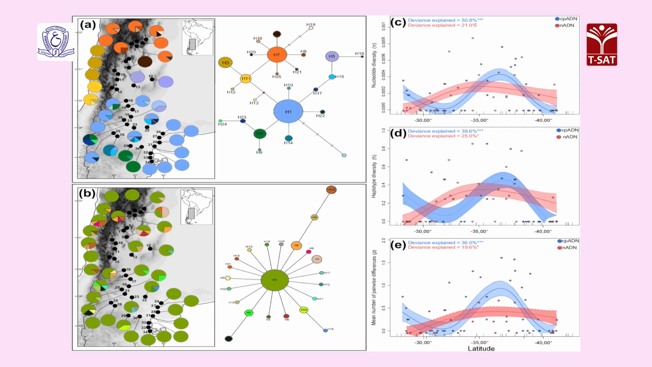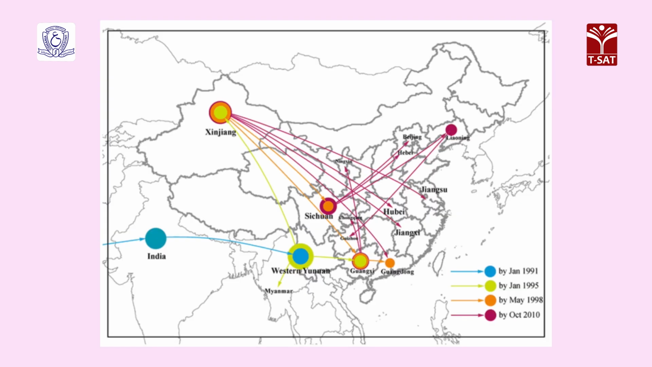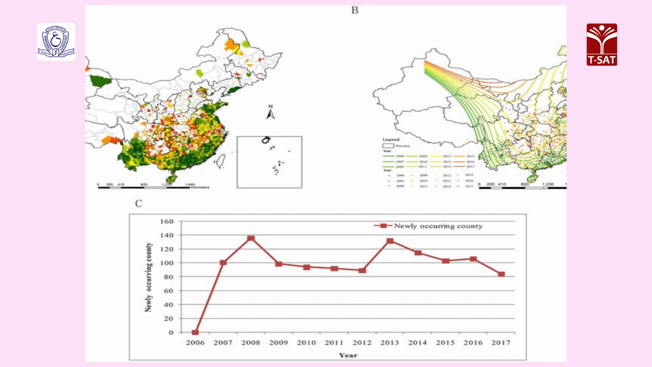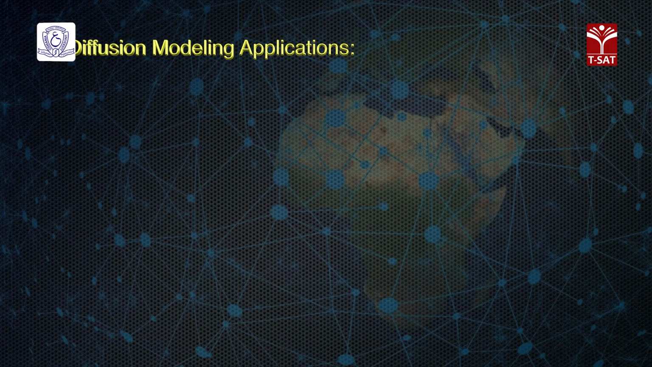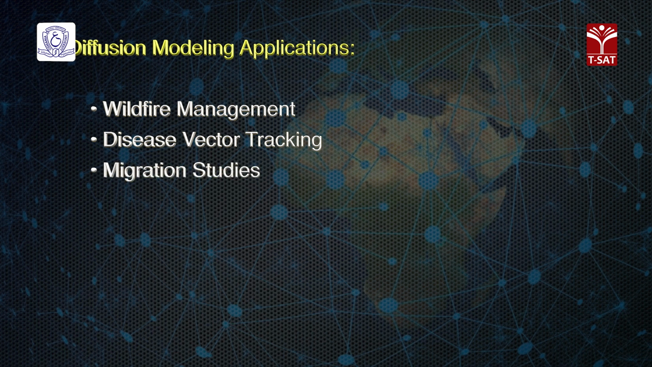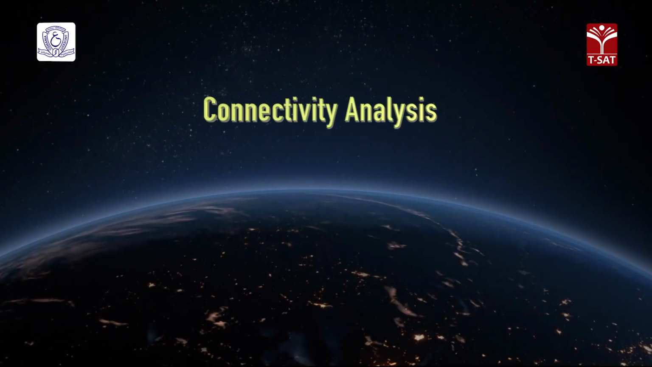Diffusion modeling. It deals with the process underlying spatial distribution. The constant distance between adjacent units makes it possible to simulate the progression over geographic units at a consistent rate. Diffusion modeling has a variety of possible applications, including wildfire management, disease vector tracking, migration studies, and innovation diffusion research, among others.